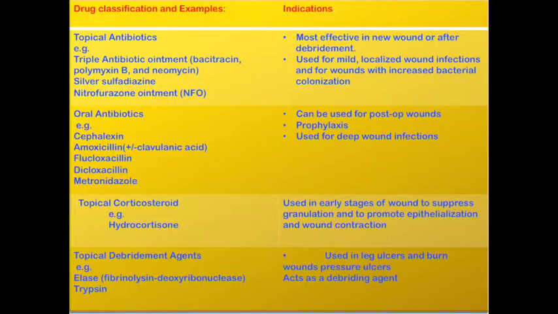Enzymes for wound debridement. Enzymes such as trypsin and elase are commonly used for pressure ulcers, burn wounds, and venous ulcers. They debride granulation and necrotic tissue in wounds. Antibiotics. Oral antibiotics such as cefalexin, amoxicillin, flucloxacillin, and dicloxacillin can be used for several purposes such as post-op surgical wounds, deep soft tissue infections, and ulcer infections.